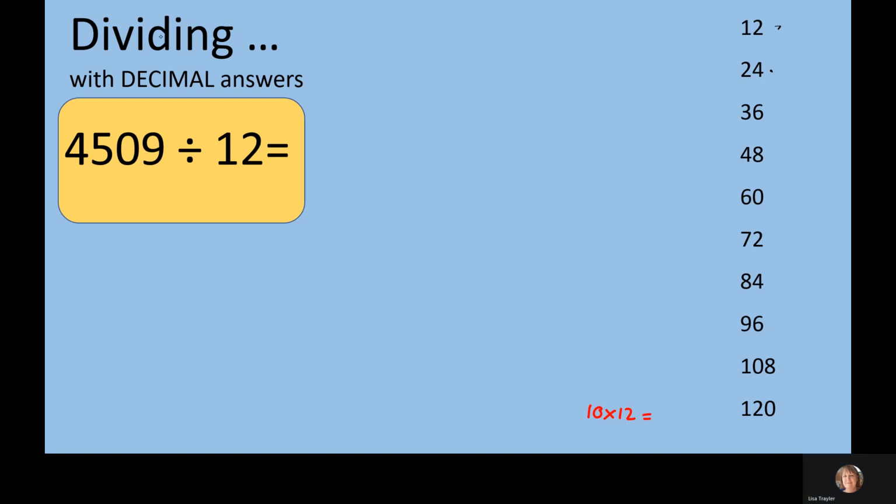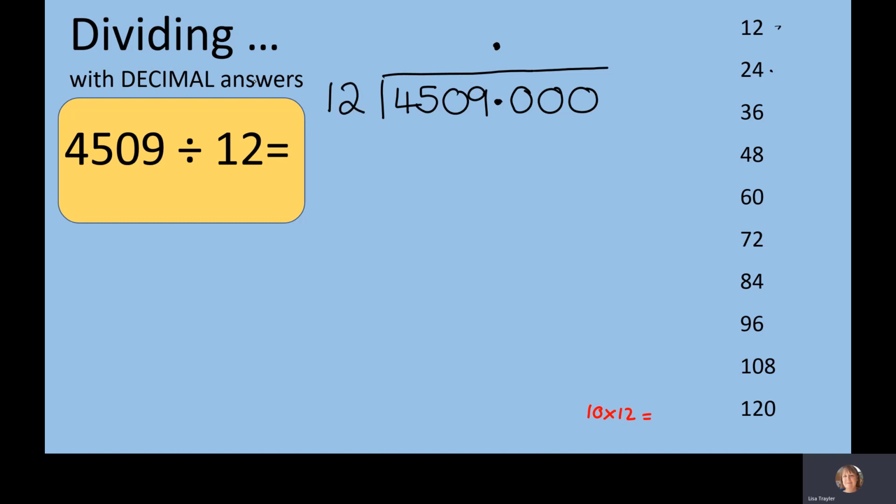Right, so now we've got 4,509 divided by 12. What's really important is that 4,509 is the number that goes inside the box, and then we put a decimal point, and let's put 3 zeros in there just in case, because we don't know how far past the decimal we're going to go today. What's really important is that you go straight above it and put the decimal point in above the line as well. So that's the 4,509 sorted out. Now we're going to divide by 12, and that goes on the outside.